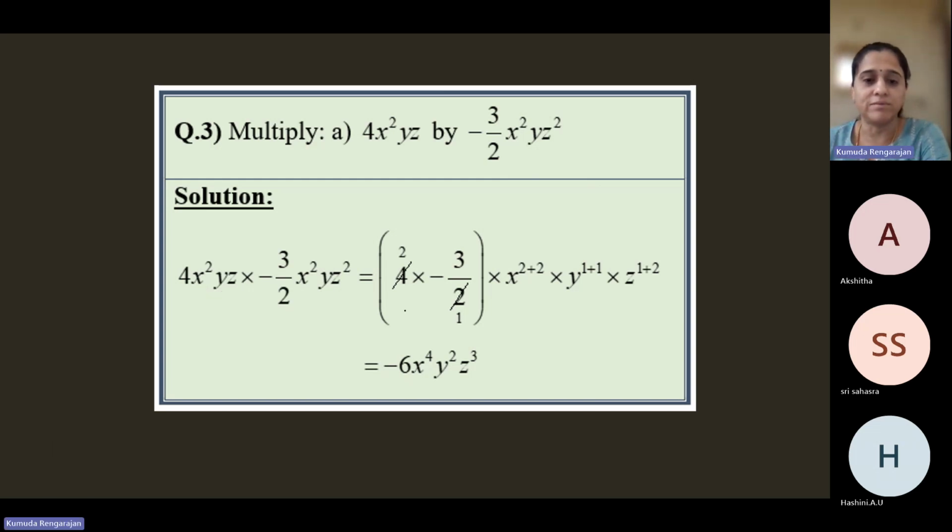Okay, so multiply the numbers. So we have 4 into minus 3 by 2. Multiply the letters x square, x square. So see here, add the powers. Y, y, add the powers. Y means y to the power 1. Z, z square. Z is z to the power 1, so 1 plus 2. You know it, so I'm just doing it fast. So here on cancelling, it's minus 6, x to the power 4, y squared, z cubed.